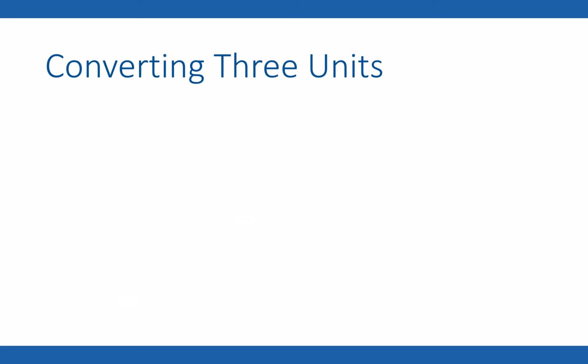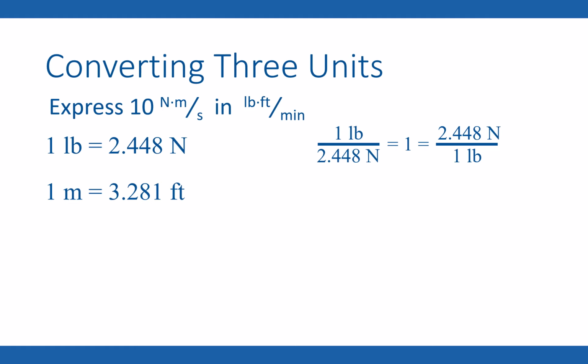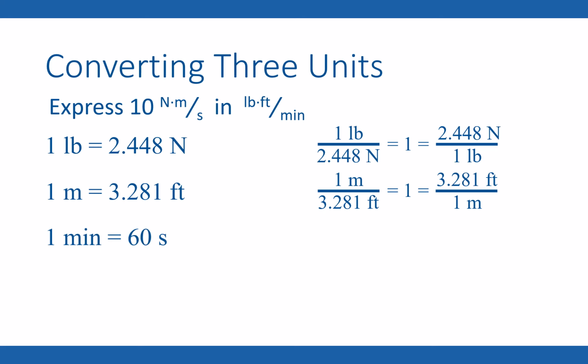Finally, we consider an example with three different units. We have a power of 10 Newton meters per second that we want to write as some number of pound-feet per minute. To convert the force units, we need an equation that relates pounds to newtons. This equation gives us two conversion factors. Similarly, to convert the length, we need an equation that relates meters to feet, which gives two conversion factors. And to convert the time, we need an equation that relates minutes to seconds, which gives 2 more conversion factors.